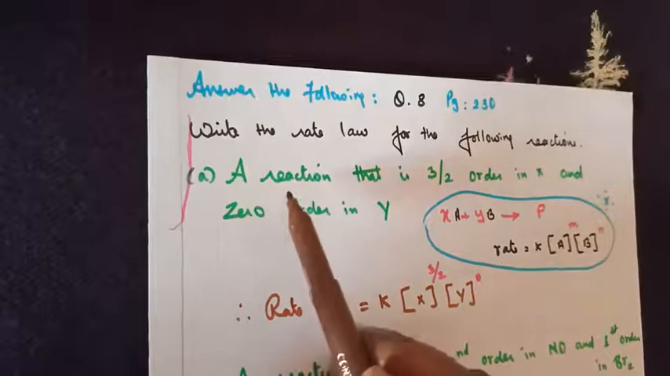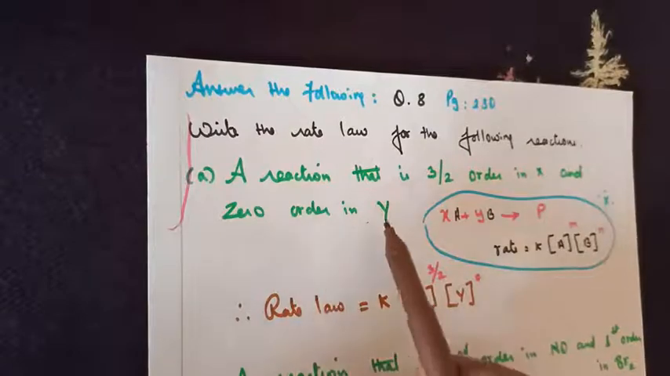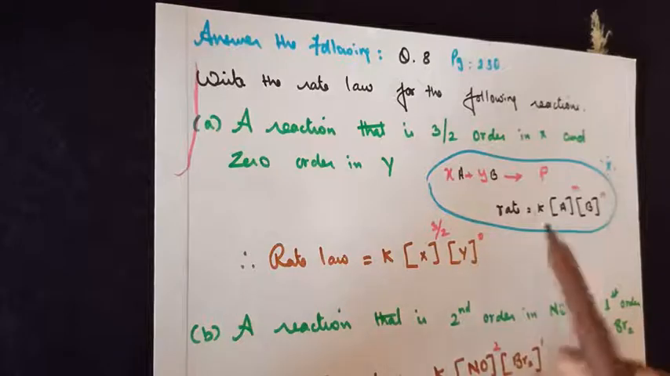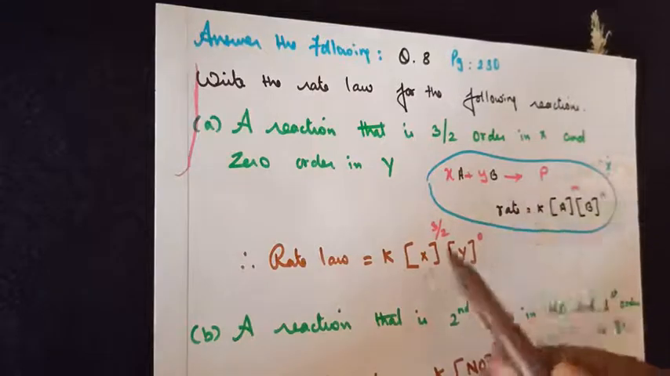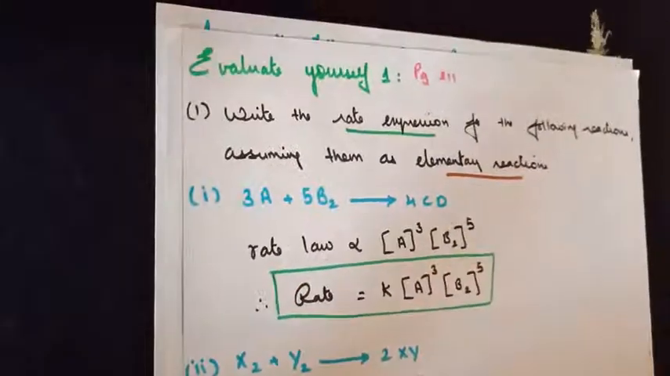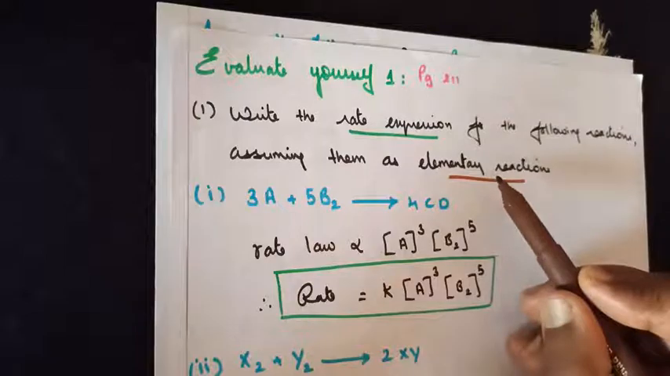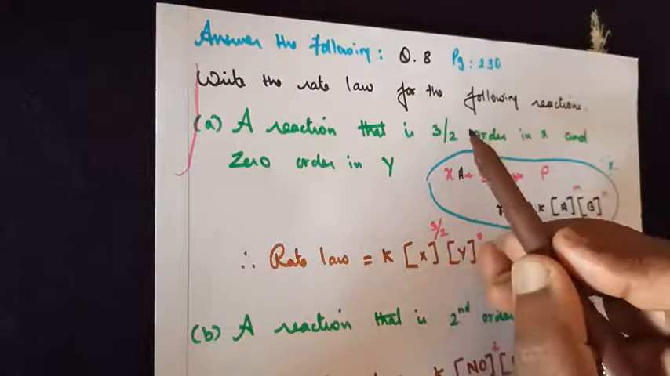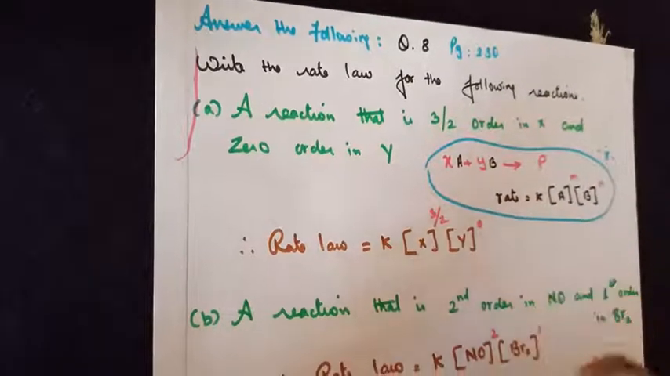The given question is a reaction that is 3/2 order in X and 0 order in Y. The expression they have given to you, you have to write in terms of law. This is only written to make you recollect the concept you have learnt earlier. It has nothing to do with the given question here. So in the earlier question, they had given you the stoichiometric coefficient and mentioned the condition to be an elementary reaction. But here they have not given the stoichiometric coefficient, but the order of X and order of Y they have given. So your answer becomes very easy.